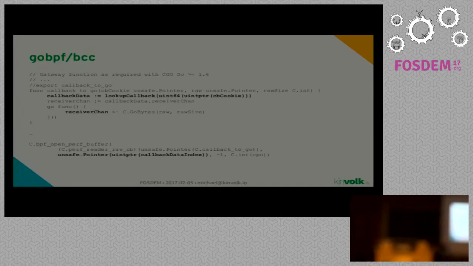And in gobpf BCC, it looks like this. We open a perf buffer, and we give it a callback cookie, and then we have a gateway function which takes the cookie, looks up the handler data, and sends back the event data.